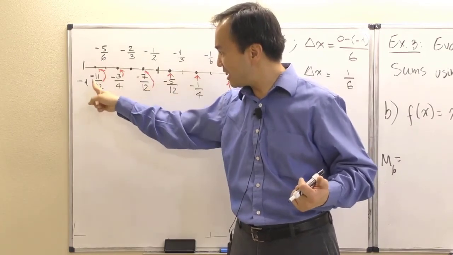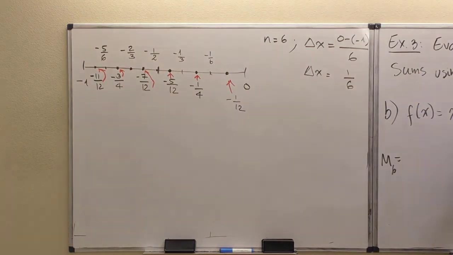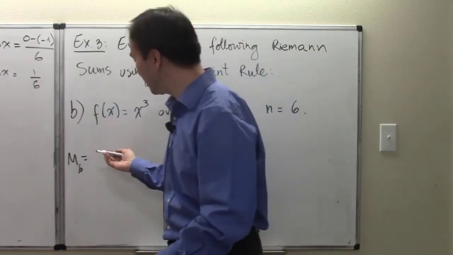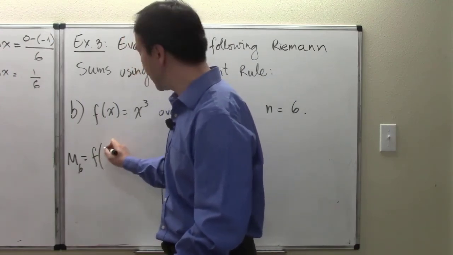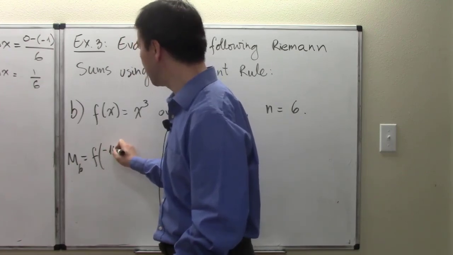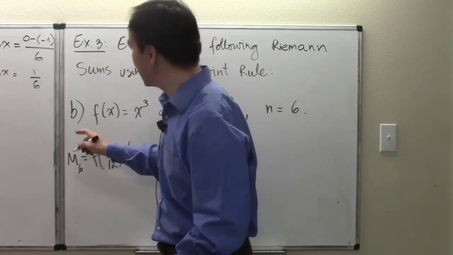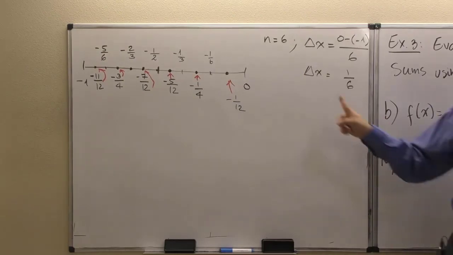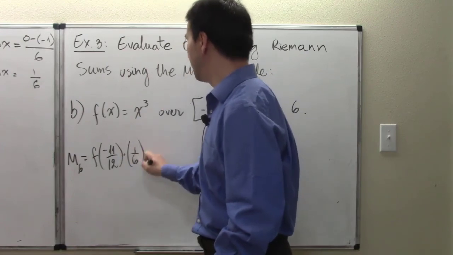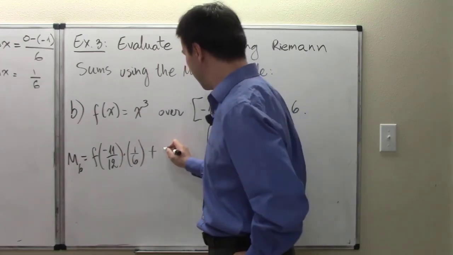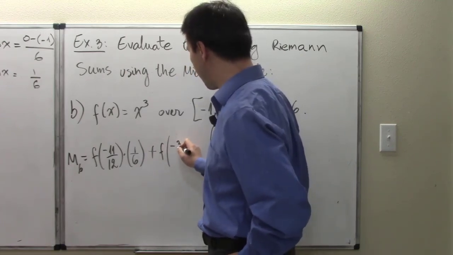So the first midpoint here is at negative 11 over 12. Go ahead and observe that chart closely. The height of the rectangle is the function value at negative 11 over 12, and I'm multiplying that with the width 1/6. That delta x of 1/6 is on the other board, right here. So multiply with 1/6. Now we're moving on to the second subinterval, and that gives me the height on that second subinterval as the function value at negative 3/4.